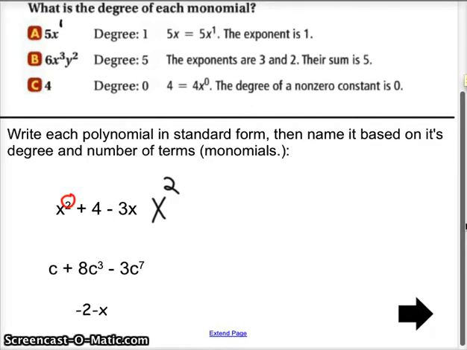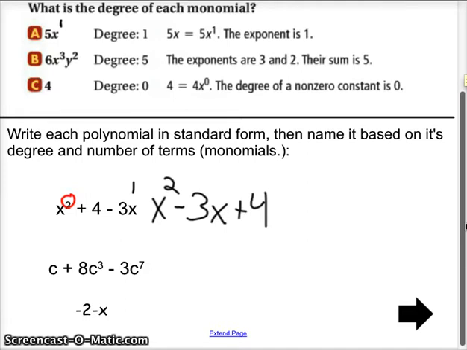Now I need the next highest degree. Well, after 2 would come 1. So that minus 3x needs to come next. And then finally, at the end, I told you the constant, if there is one, will always come last because it doesn't have any power at all, plus 4.